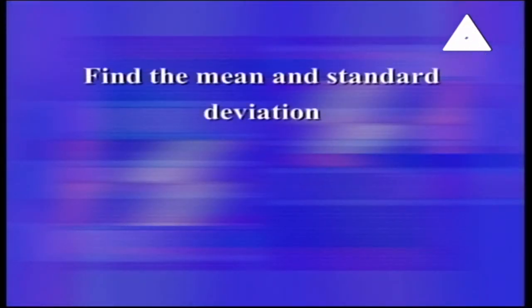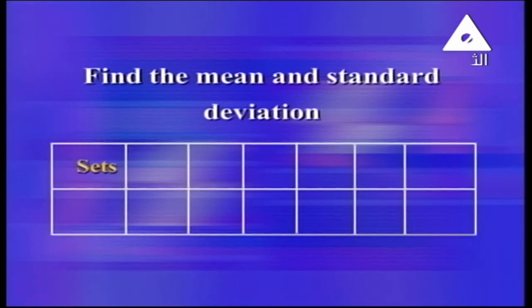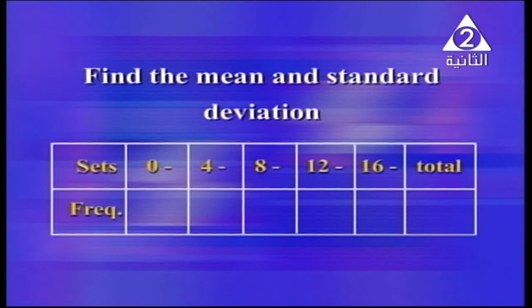Find the mean and standard deviation of the following table. The sets are 0 dash, 4 dash, 8 dash, 12 dash, 16 dash, and then total. What about the frequency? It is 2, 5, 8, 15, 10, and the total will be 40.